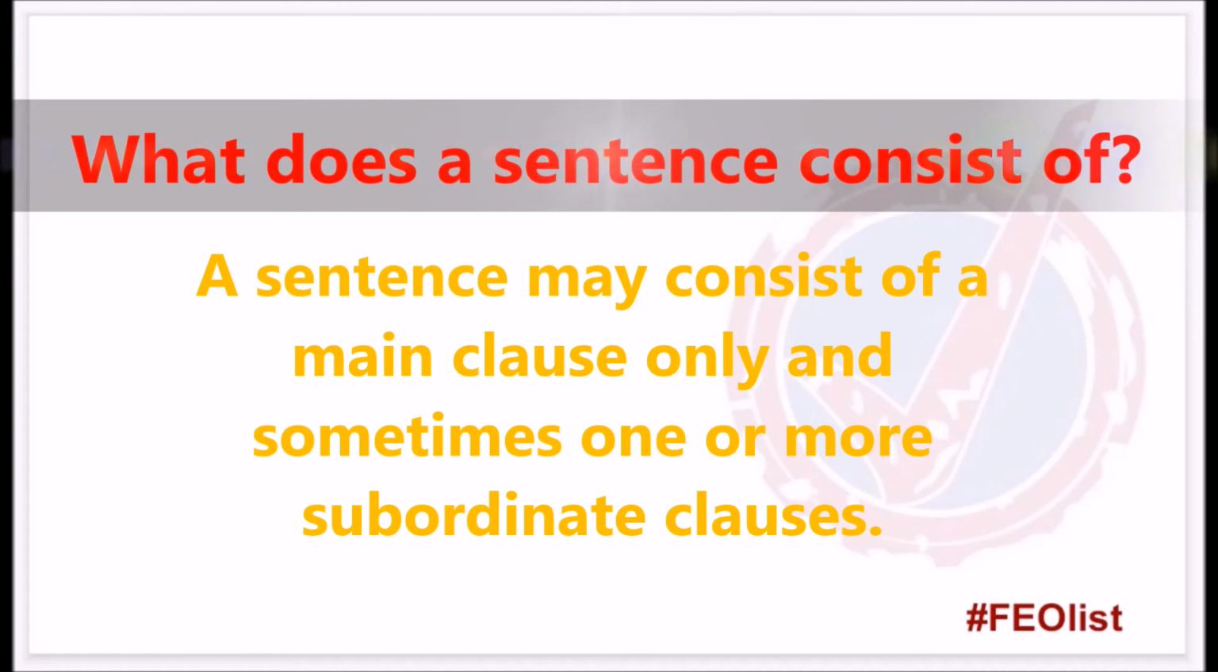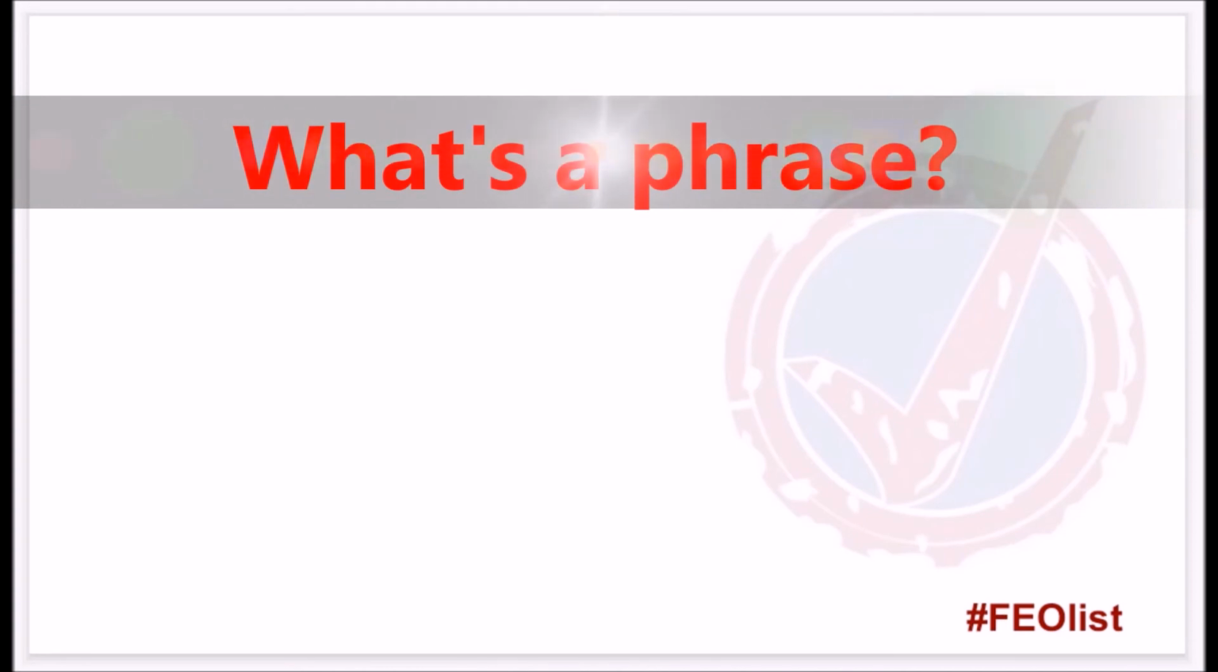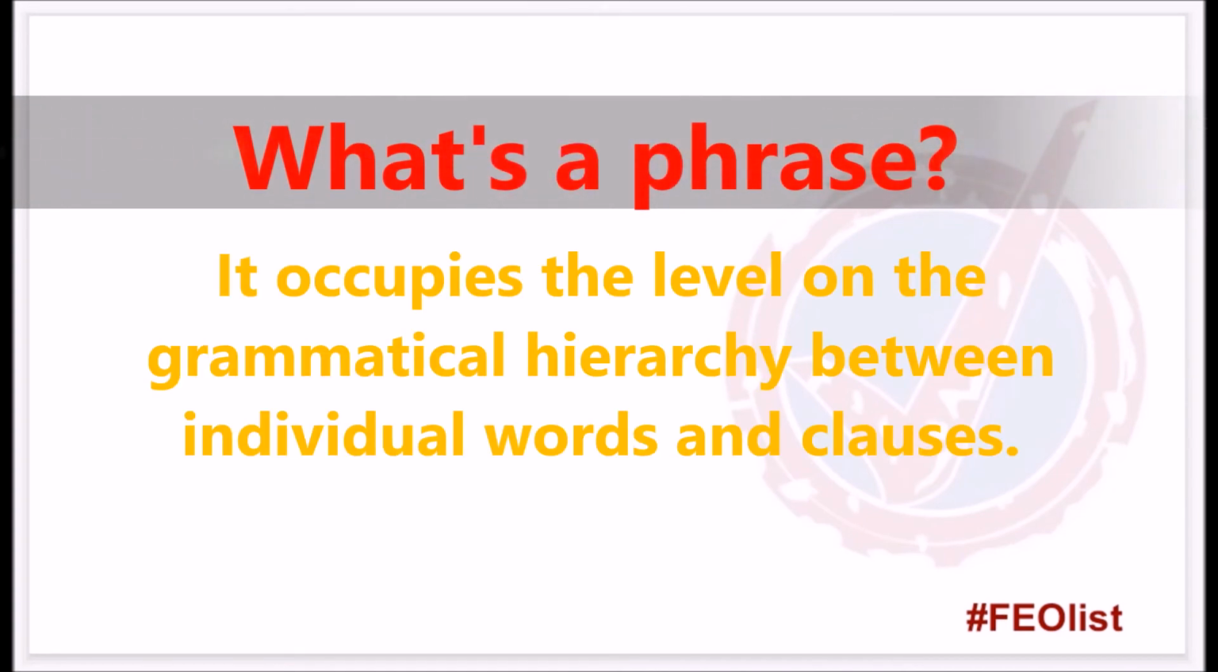A sentence may consist of a main clause only and sometimes one or more subordinate clauses. We'll cover that when we go deeper into sentence structure and start to study how to combine words to form phrases and sentences. A phrase is also a group of words, but they don't have a complete meaning and depend on other parts of the sentence to generate a complete meaning.